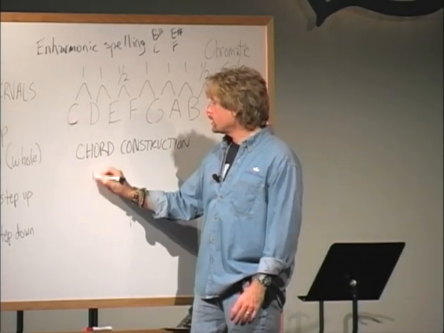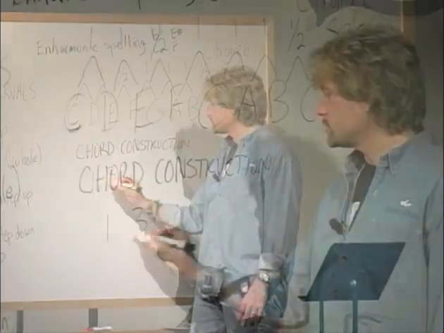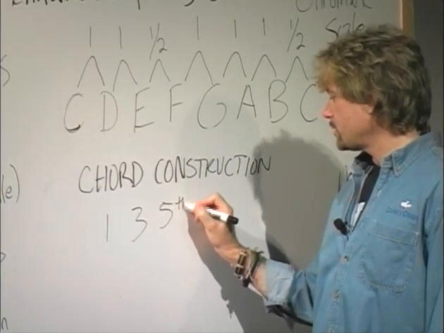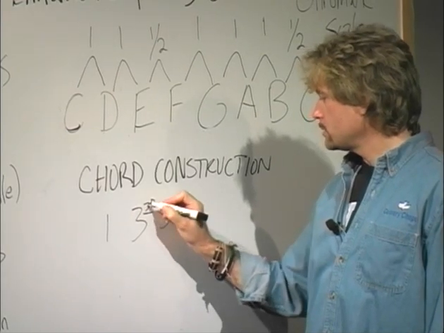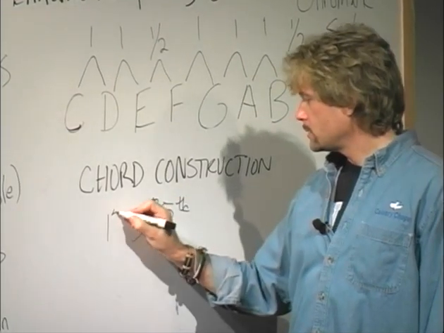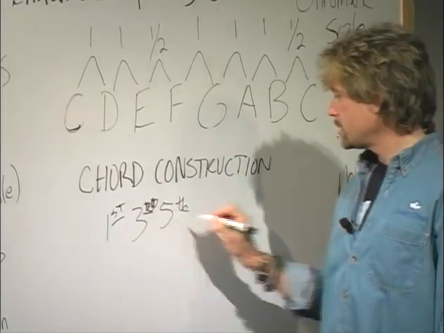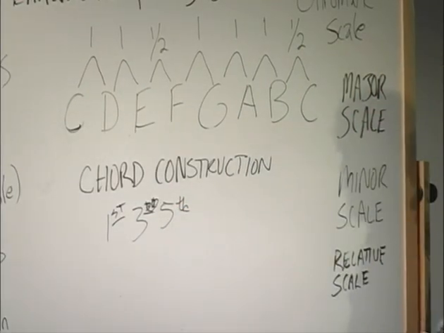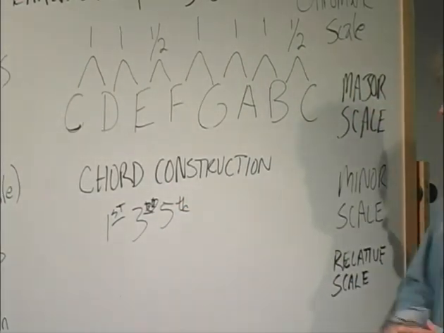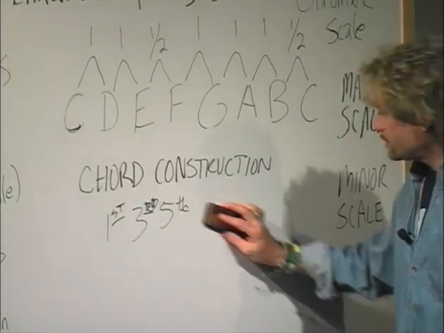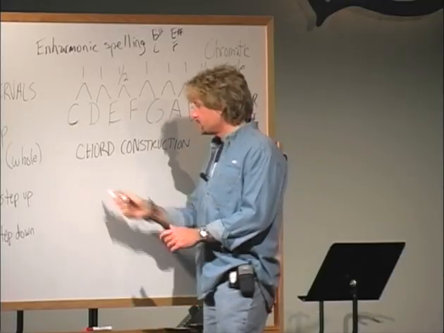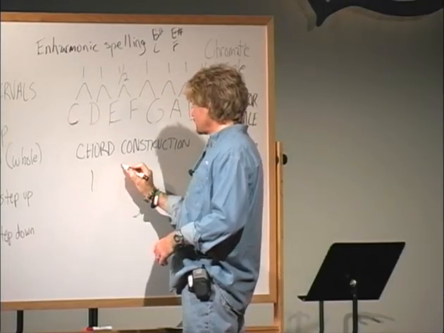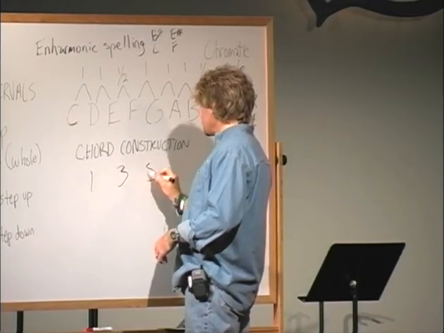First of all, for our simple definition of the first three chords we're going to look at, there are three parts to the chord. There's the first, the third, and the fifth. First, third, and fifth. Now, by identifying the intervals, we identify the chord type. I'm going to give them a little more space so we can see. Here's 1, here's 3, and here's 5.